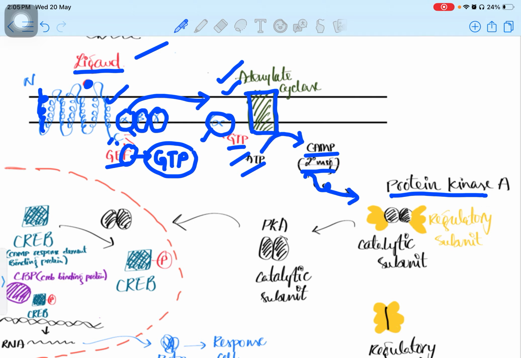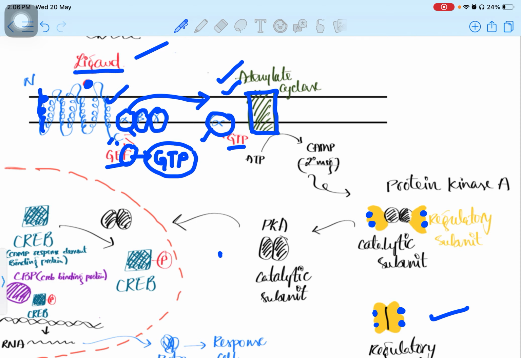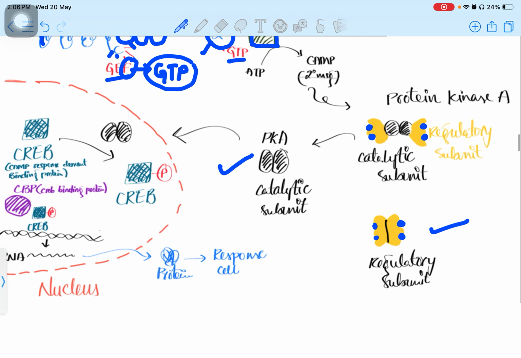This secondary messenger will go towards protein kinase A. This protein kinase A has two subunits. One is the regulatory subunit, and the other is the catalytic subunit. The regulatory subunit you can see in yellowish color, and the catalytic subunit is in blackish color. After cAMP comes and binds on the protein kinase A regulatory subunit, cAMP binds only on the regulatory subunit. You can see this is cAMP binding on the regulatory subunit. So regulatory and catalytic get separated.